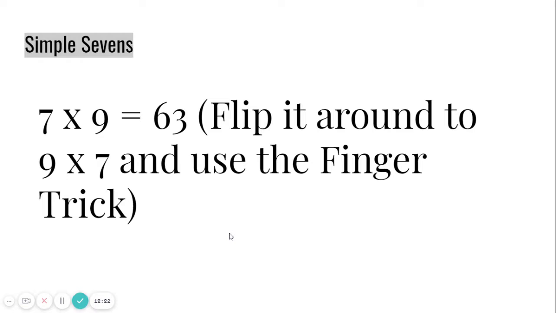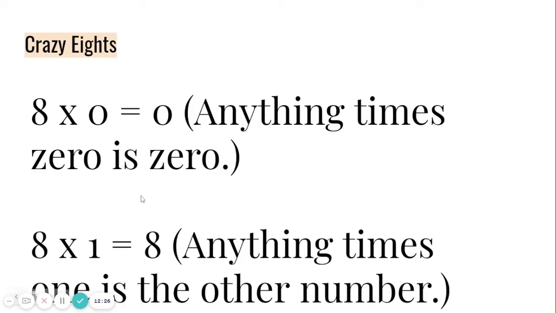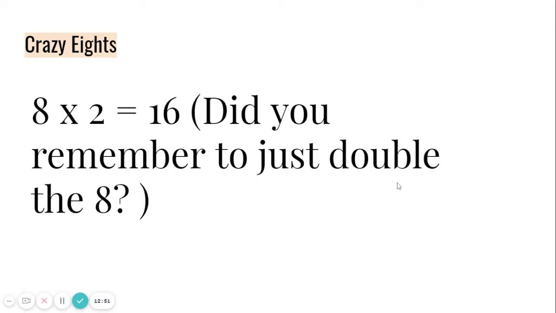We're going to use that fingers trick. I'll tell you that in just a minute. Let's look at our 8s. 8 times 0 is what? 0? Oh, because anything times 0 is going to be 0. All right, 8 times 1 is 8. Why? Because anything times 1 is going to be the other number. So in this case, it's going to be 8. 8 times 1 is 8.